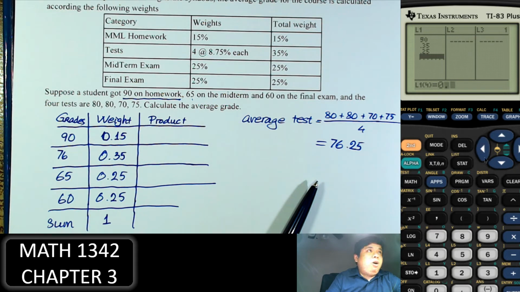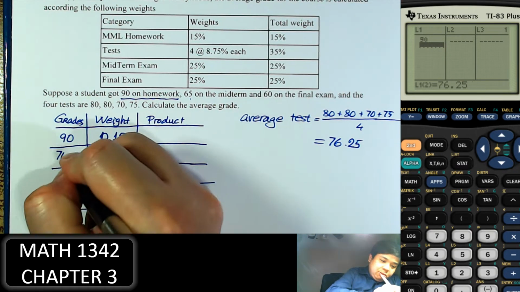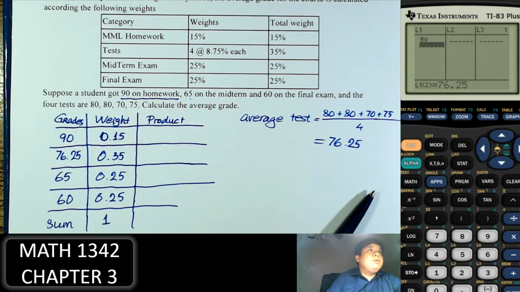Oops, I entered the wrong thing. Right. Yeah, we can delete those entries but never delete the list. Delete the numbers okay, but never delete any list. 76.25, right? 65, 60, 0.15, 0.35, 0.25, 0.25.